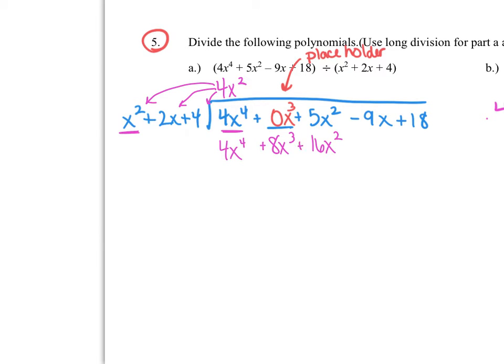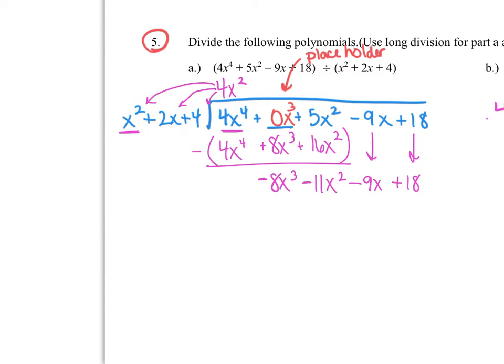Okay, and the biggest thing here is when you're subtracting is that you subtract the opposite. So 4 minus 4 gives you 0. 0x cubed minus 8x cubed. And then 5x squared minus 16x squared. And then you're going to bring down the negative 9x and bring down the 18.